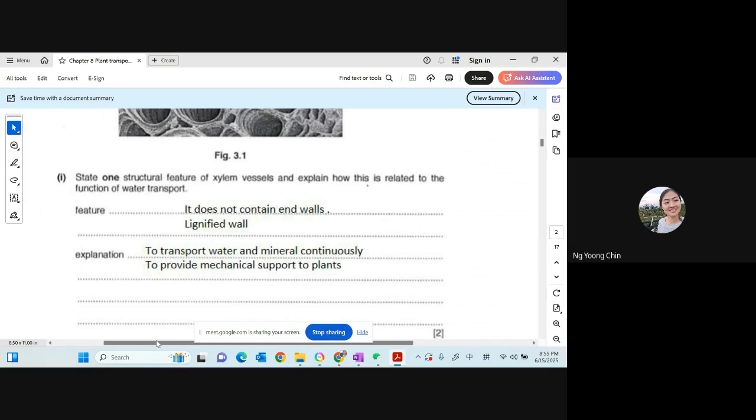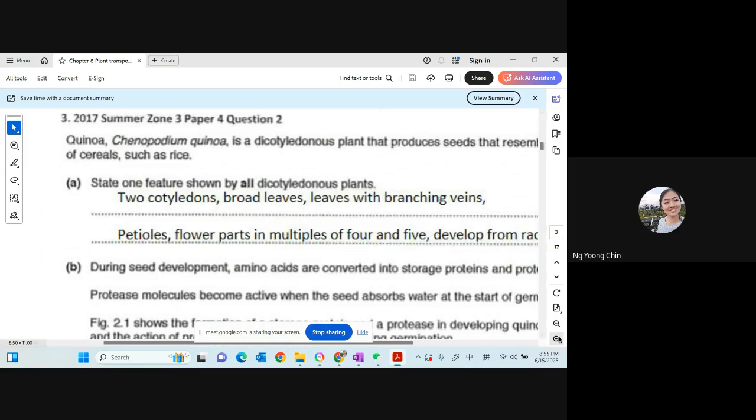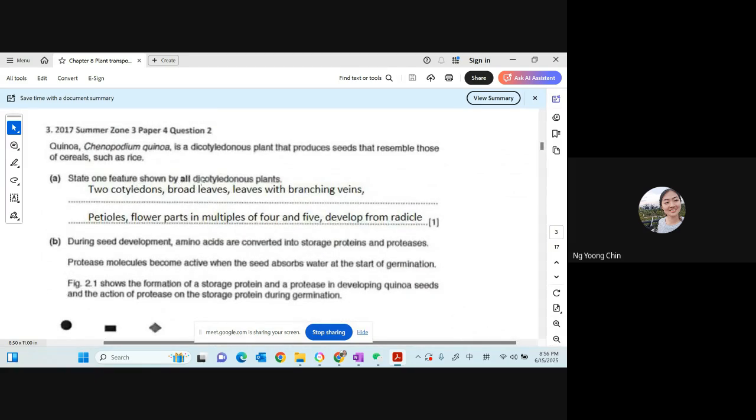So remember the xylem functions: first, transport water and mineral ions. Secondly, support the plant. Why is the xylem able to support the plant? Because the xylem contains lignin deposited on its cell wall. Lignin is a very hard, rigid structure. Just imagine that lignin is just like the woody plant. You have touched on woody plants before. Wood is very hard because wood contains lignin. It is that very, very hard timber. Okay, that's all.